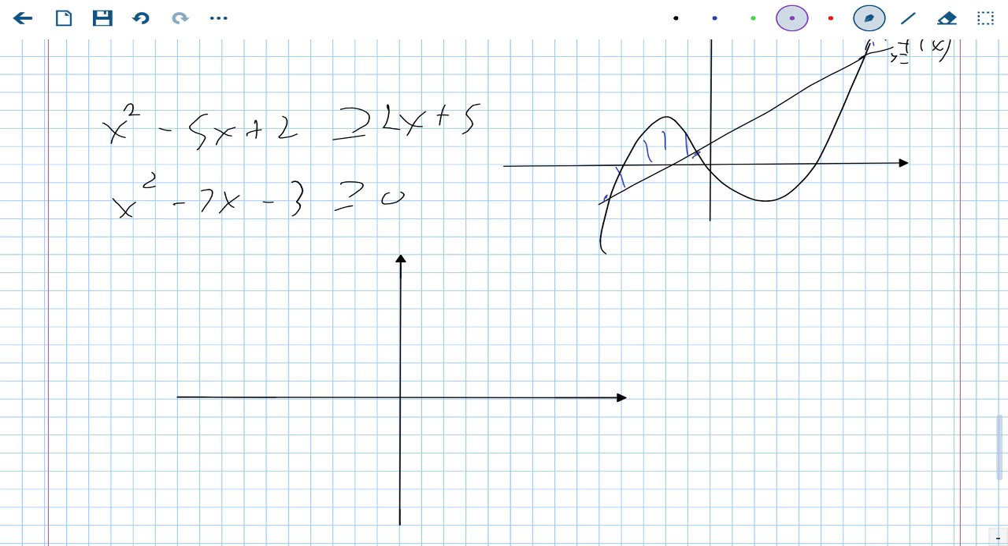A fourth order one is similar to a parabola. It's going to go from infinity to infinity, or negative infinity to negative infinity, that kind of stuff.